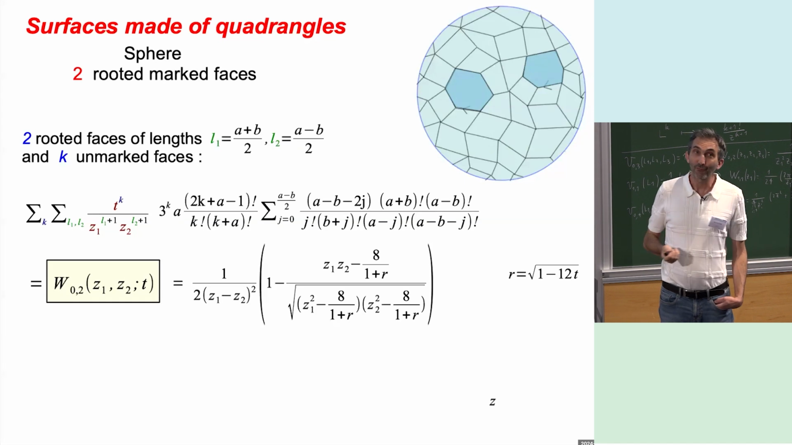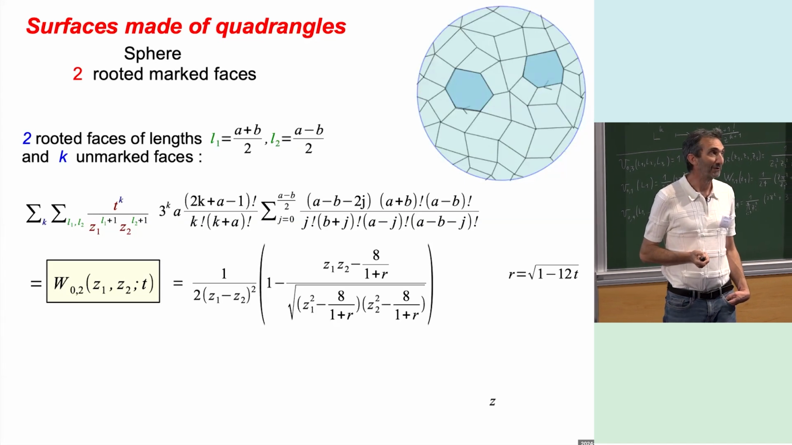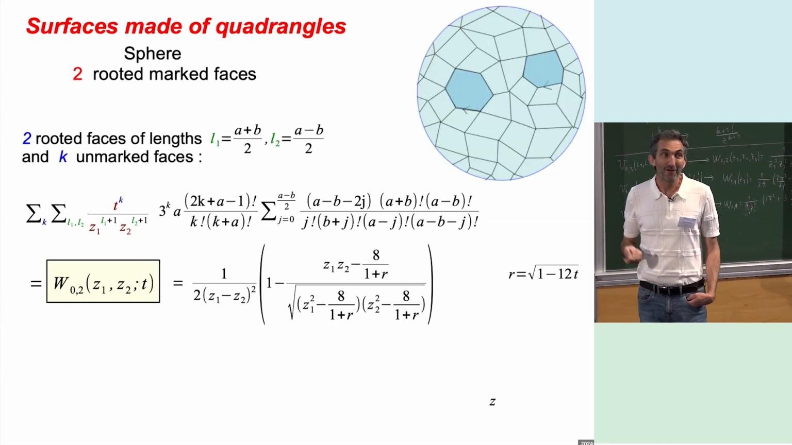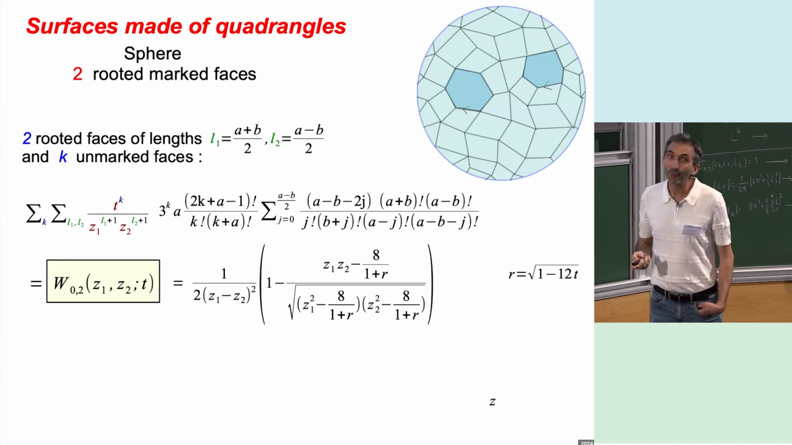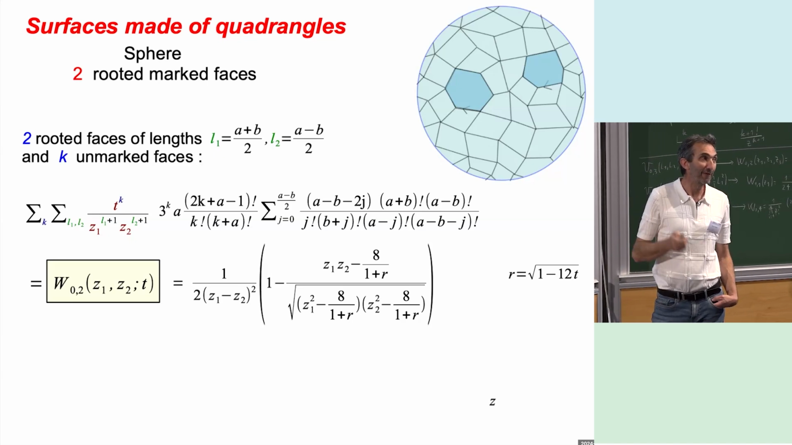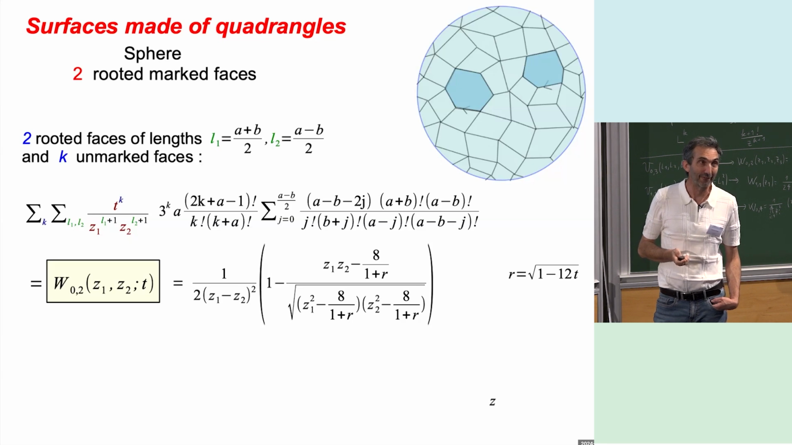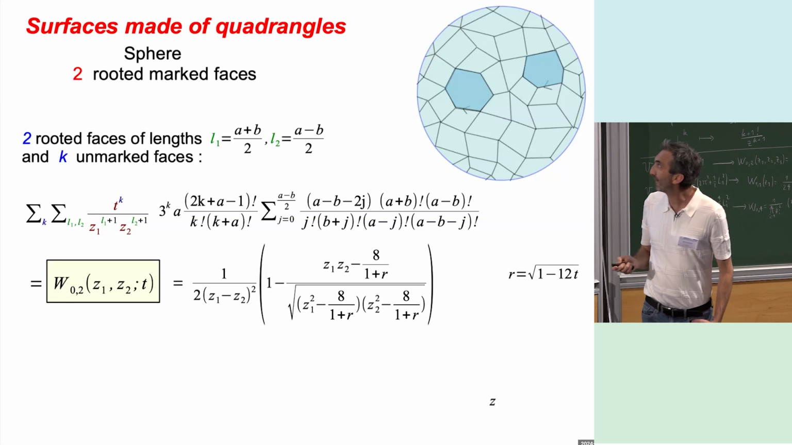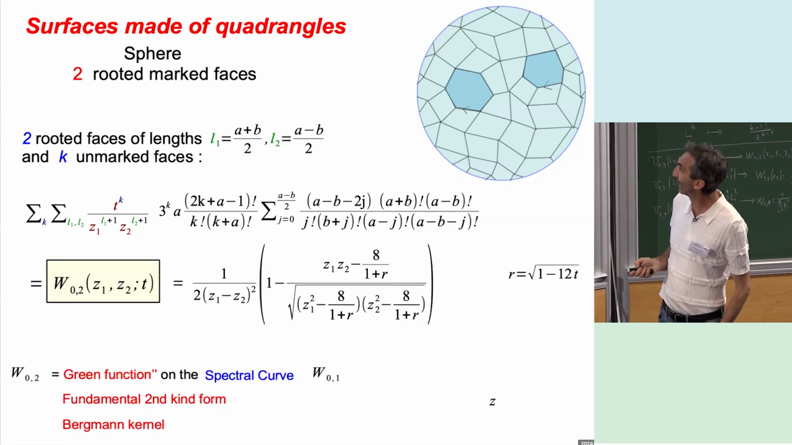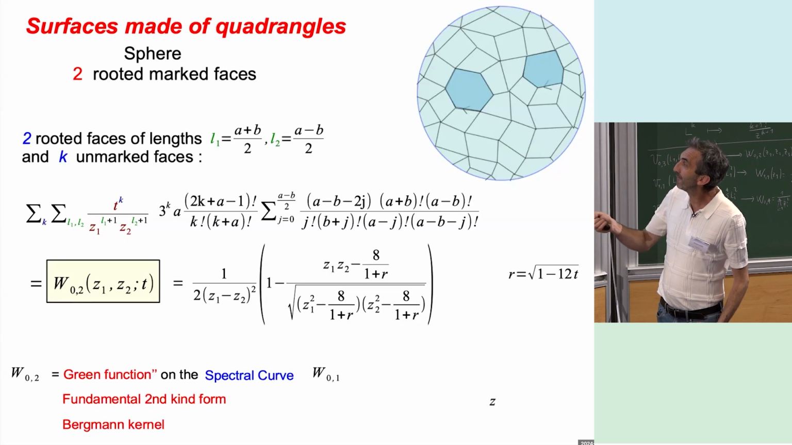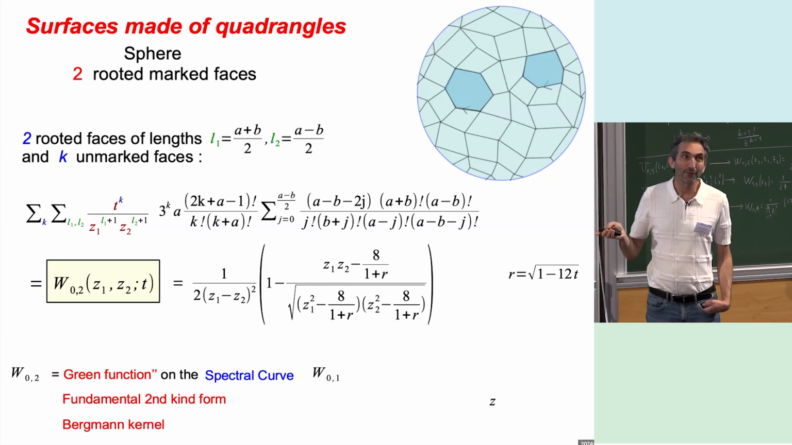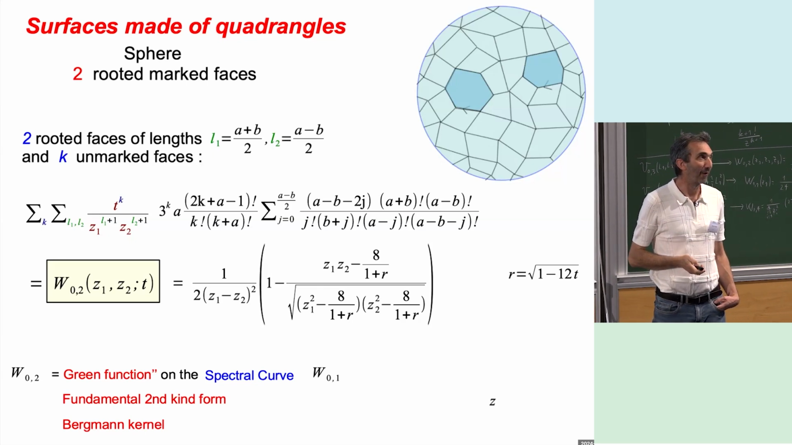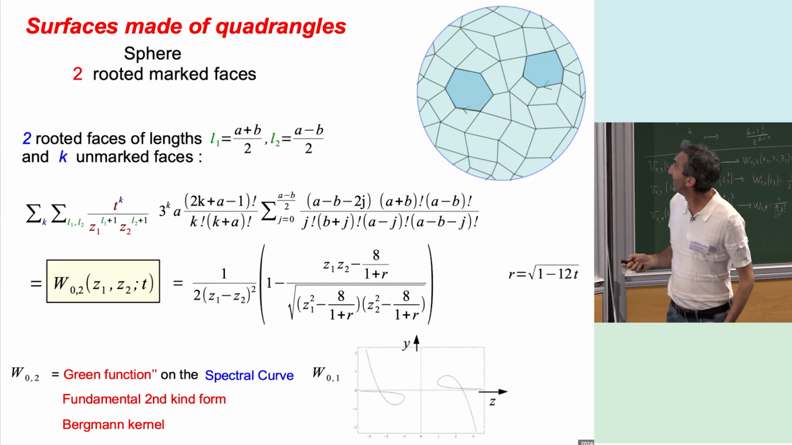Okay. But in fact, this function is not at all an arbitrary function. In fact, you could have guessed it from the very beginning. Basically, as soon as you know W01, you could have guessed that W02 should be equal to that. So I have to say, what is this function? It will be related to a so-called Green function, or fundamental second kind differential, or Bergman kernel. It depends on the context in which you are to call it in this way.